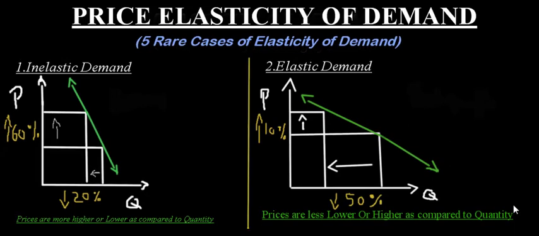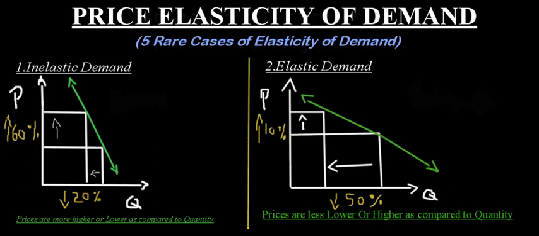So now let's talk about elastic demand. When the prices of certain goods and services increase or decrease, it leads to a bigger percent change in demand. For example, here in the figure we see a small change in prices, an increase of 10% in prices, leads to a decrease of 50% of quantity. So therefore elastic demand will be greater than 1.